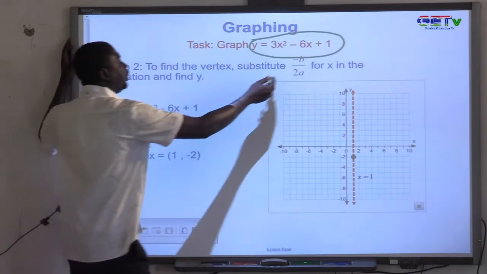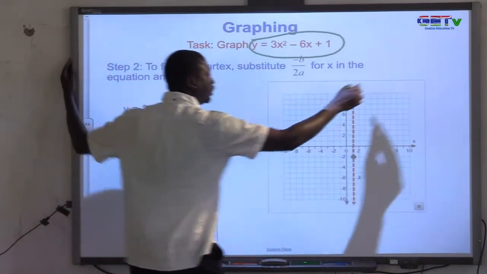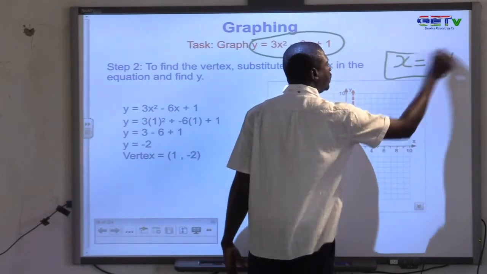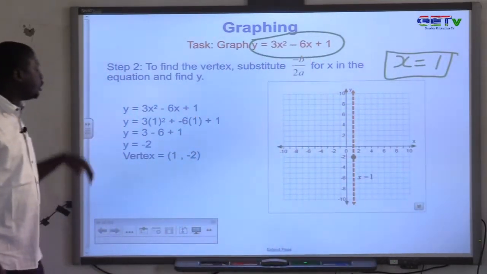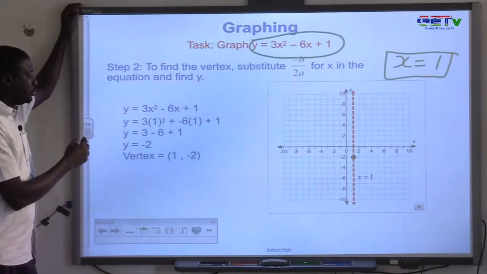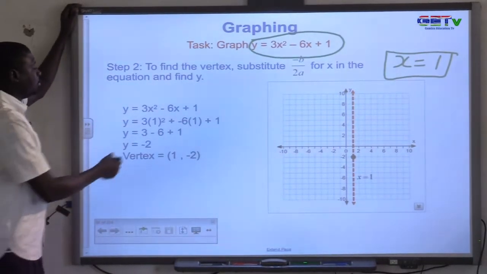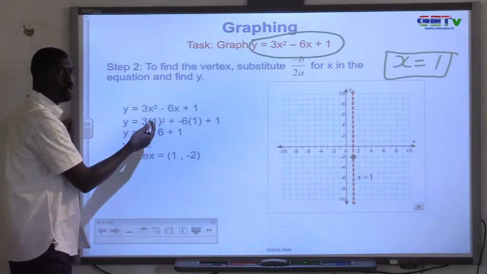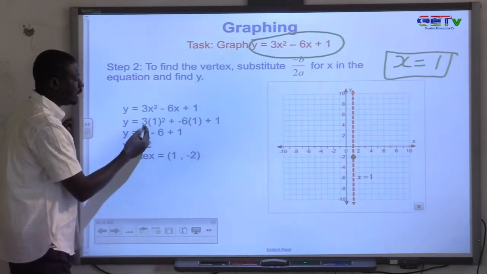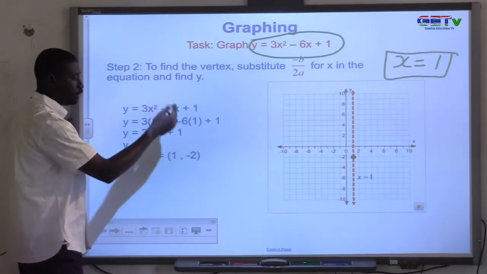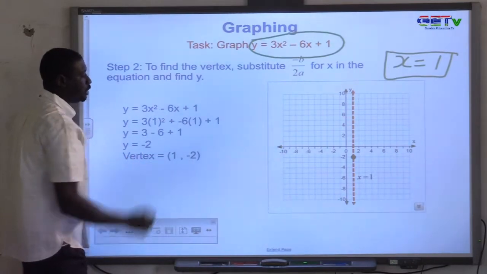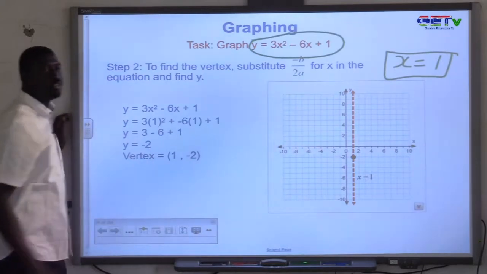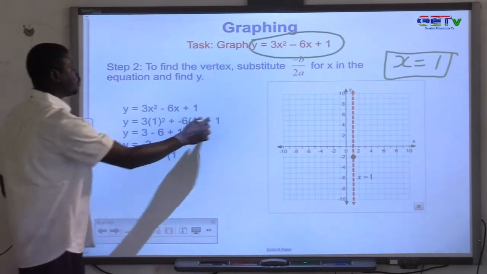And the value that we get when we solve for the axis of symmetry, what did we get there? x is equal to 1. That's what we solved for. That value 1, you will substitute in place of x to get the vertex point. So when we substitute in place of x, x squared, we put 1 squared. So we'll have 3 in brackets, 1 to the power 2, minus 6 in brackets, in place of x I'll put 1, plus another 1.